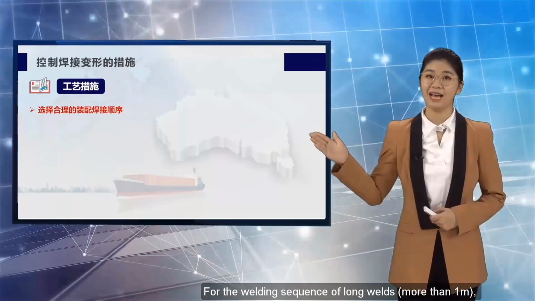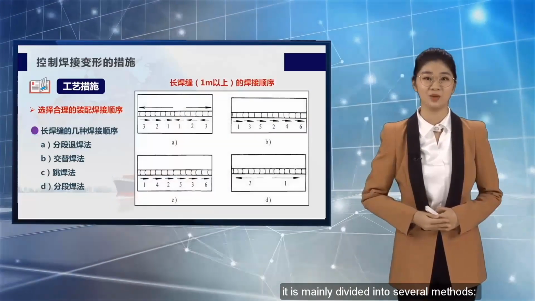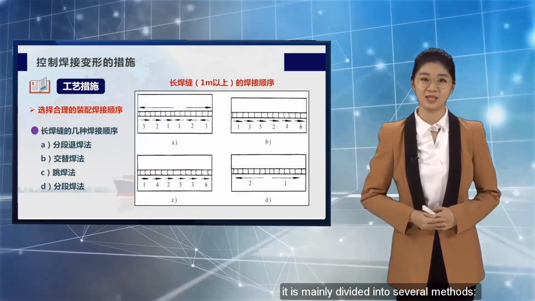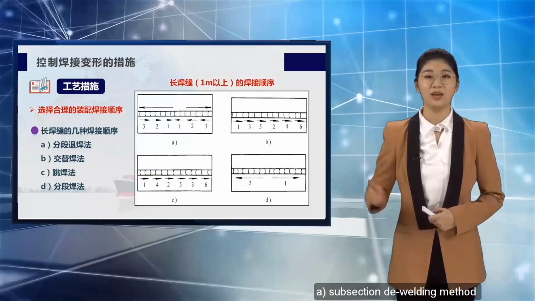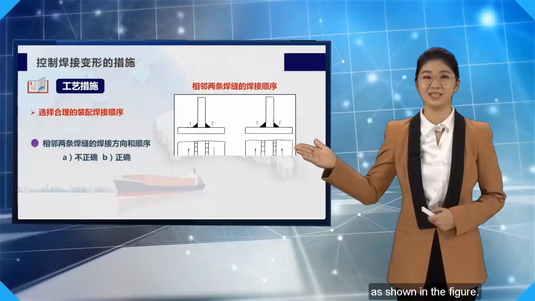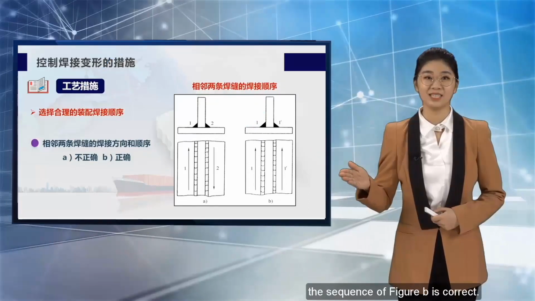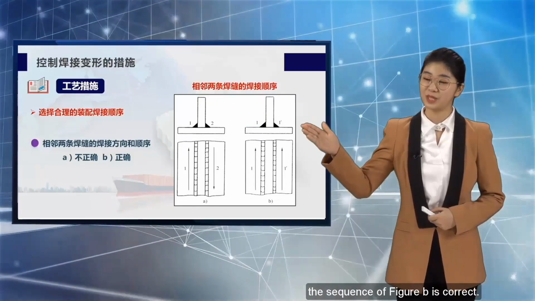For the welding sequence of long welds, more than 1 meter, it is mainly divided into several methods. A. Subsection welding method. B. Alternate welding method. C. Jump welding method. D. Subsection welding method, as shown in the figure. For the welding sequence of 2 adjacent welds, the sequence of figure B is correct.